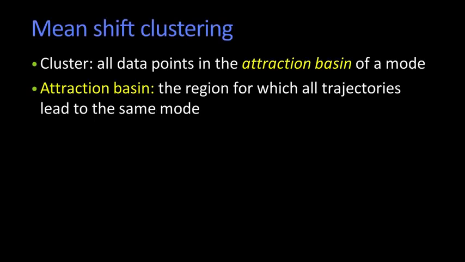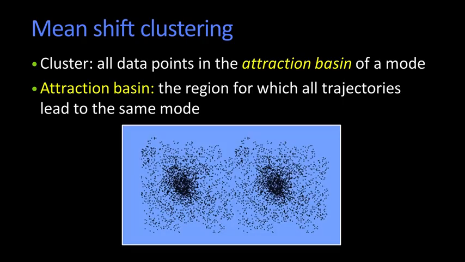So what's an attraction basin? An attraction basin is the region for which all the trajectories lead to the same mode, or all the points go there. All right, so here's a very simple example. Here is a set of points drawn from a distribution. You can tell, obviously, that there probably is a mode here and a mode there. Great. The question is, which points belong to which mode?